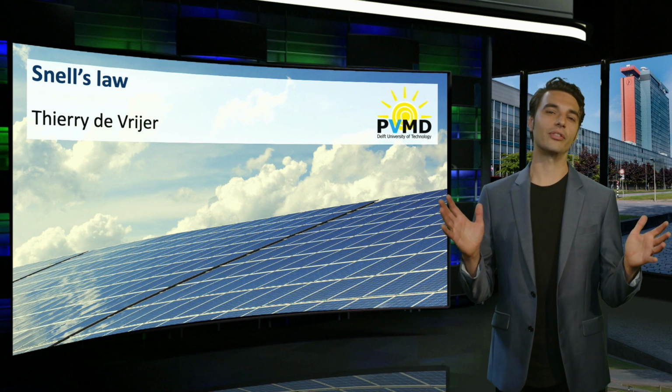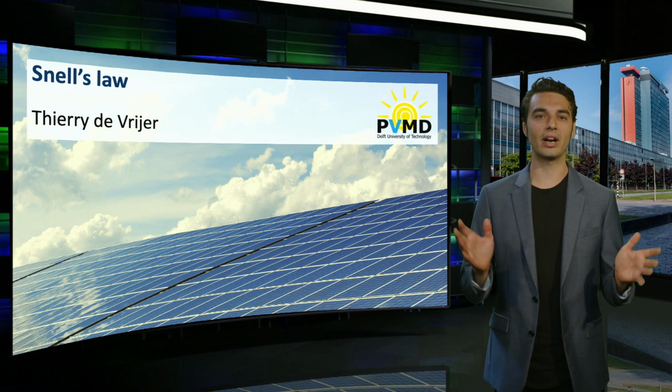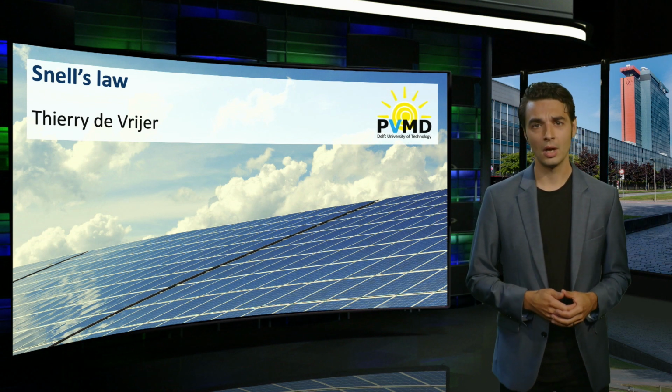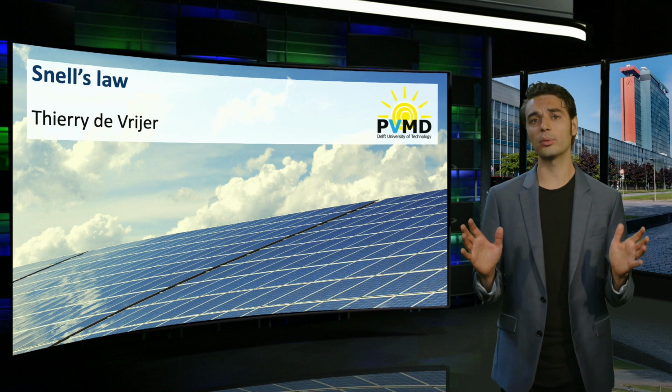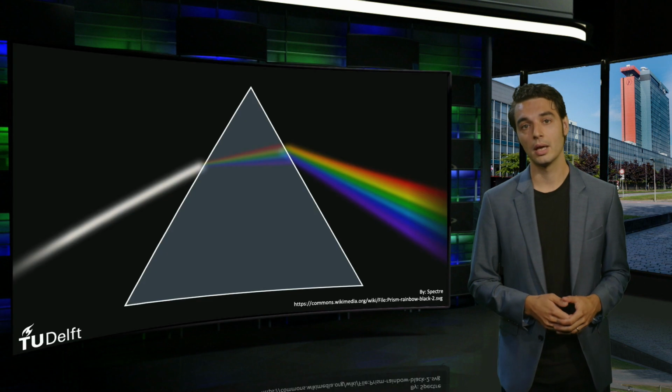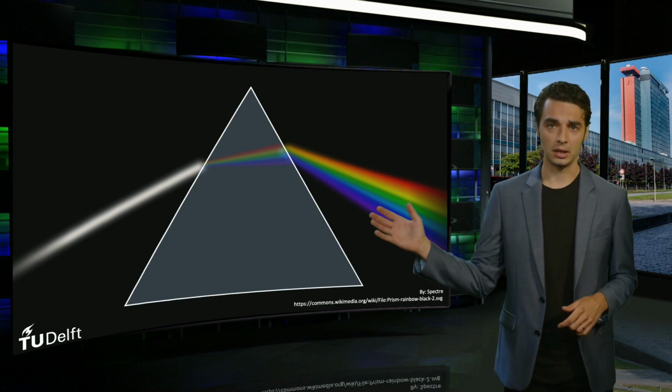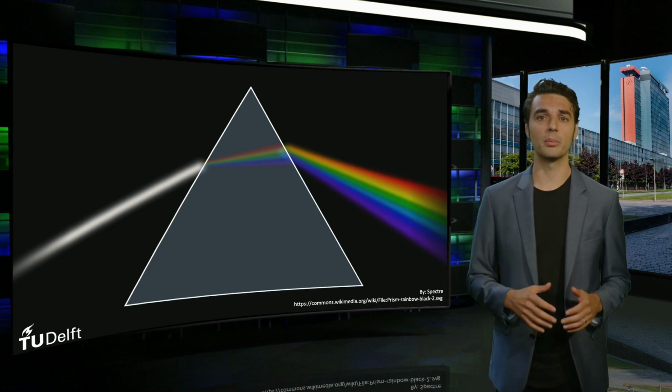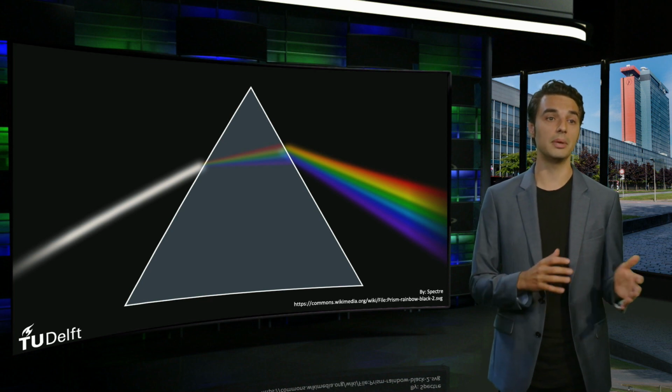In the previous video, we were introduced to refraction and dispersion. Over the course of the next two videos, we will derive some important consequences of these concepts. Here we have a prism. This prism demonstrates what happens when a beam of light encounters another medium.